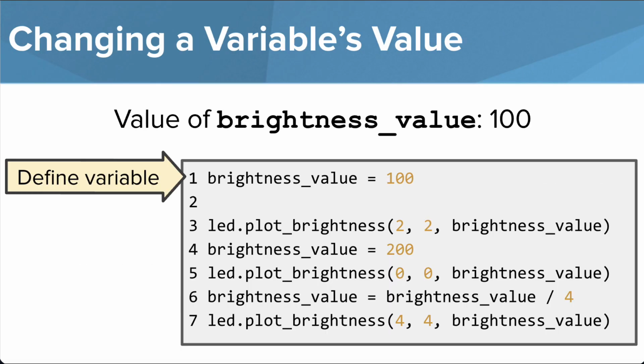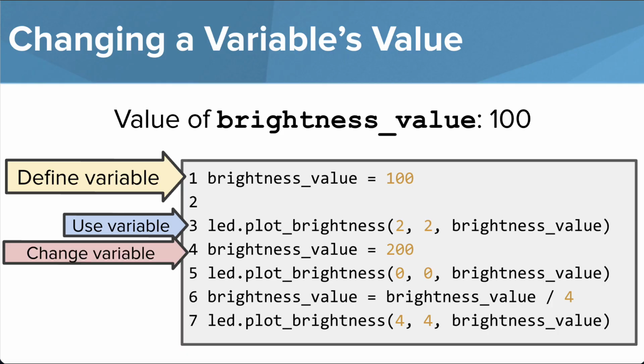Once we create a variable, we can change its value throughout our code as much as we'd like. Every time we give a variable a new value, we are overwriting the value it had before. Each variable can only hold one value at a time. At the beginning of this code, we created a variable called brightness_value and set its value to 100. When we use the variable in line 3 to set the brightness of the middle LED, it will have a brightness of 100. After we've lit this LED, we are changing the value of the brightness_value variable to 200 on line 4.